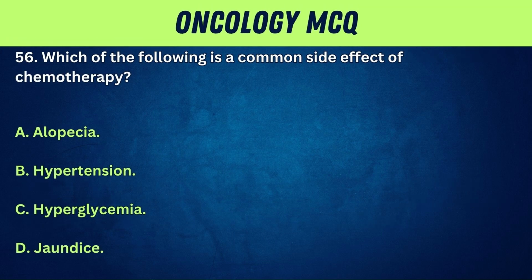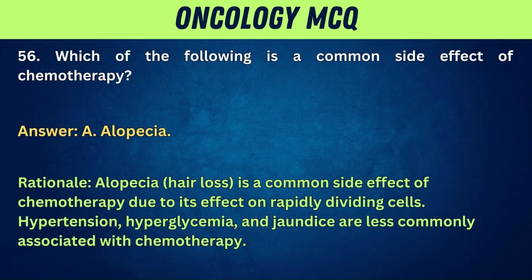56. Which of the following is a common side effect of chemotherapy? A. Alopecia. B. Hypertension. C. Hyperglycemia. D. Jaundice. Answer: A. Alopecia. Rationale: alopecia, hair loss, is a common side effect of chemotherapy due to its effect on rapidly dividing cells. Hypertension, hyperglycemia, and jaundice are less commonly associated with chemotherapy.